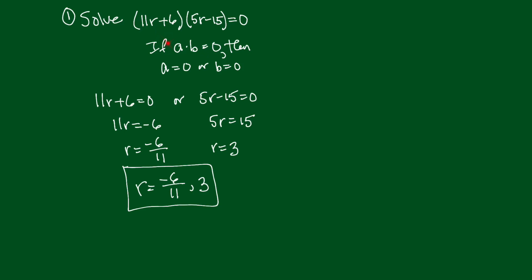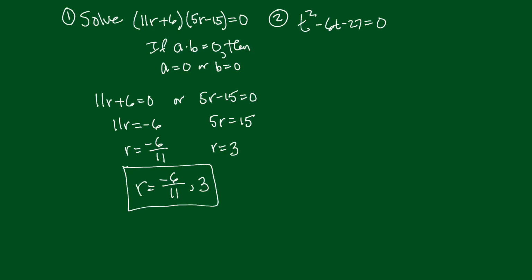Negative 6 divided by 11. And then over here, change the sign of the constant. Negative 15 becomes positive 15 over 5. 15 over 5 is 3. So just change the sign of the constant, divide by the coefficient.